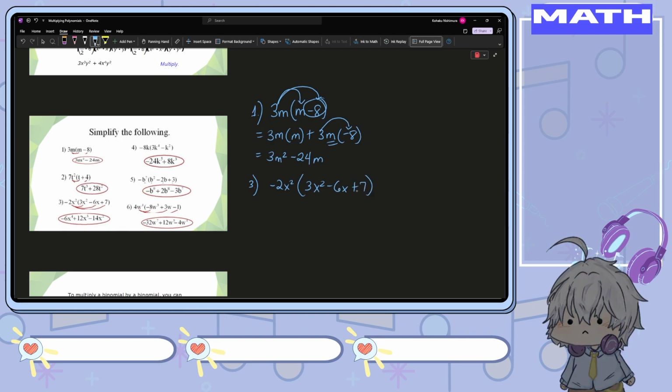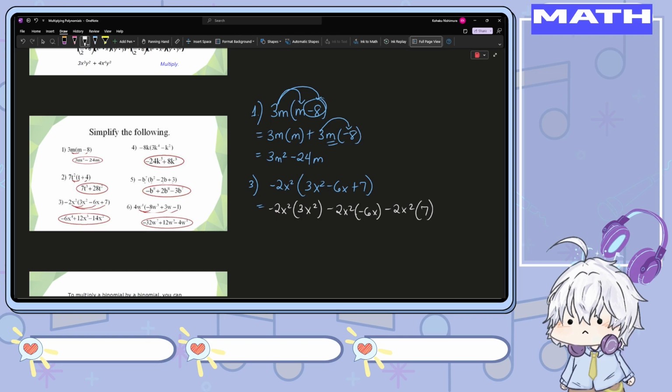plus 7. Doing so, we will arrive at something like this. We distribute negative 2x squared to 3x squared, and we distribute again negative 2x squared to negative 6x, and we distribute negative 2x squared to positive 7. Simplifying the following, negative 2 times positive 3 is negative 6. X squared times x squared is x to the 4th because we add 2 plus 2. Negative 2 times negative 6 is positive 12.